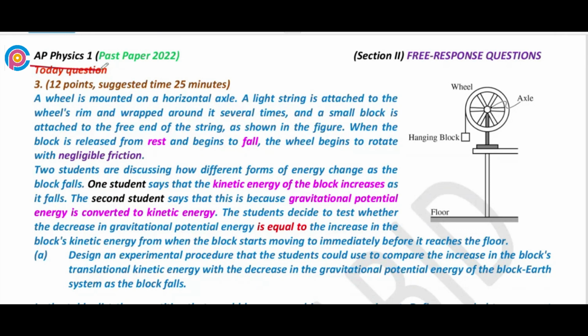Hi, we have the AP Physics 1 past paper 2022. We are discussing the free response question section. In question 3, which carries 12 points, a wheel is mounted on a horizontal axle.